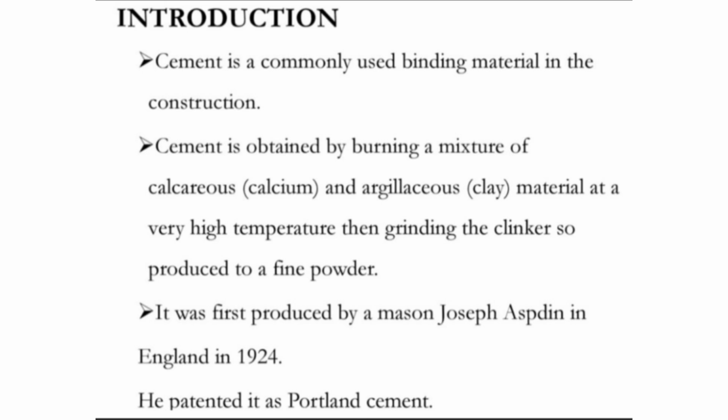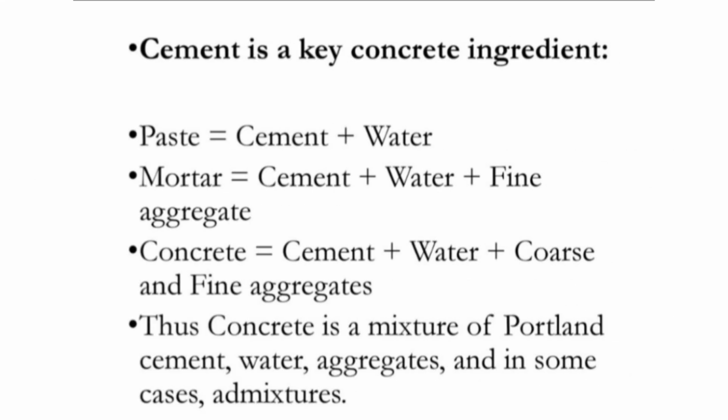So while burning, clinkers will be formed. These clinkers are ground to form a fine powder. So this was first introduced by Mason Joseph Espedin in England in 1924, and he named it Portland cement. So cement is a key ingredient of concrete, mortar and cement paste.